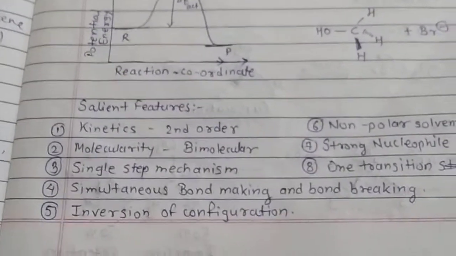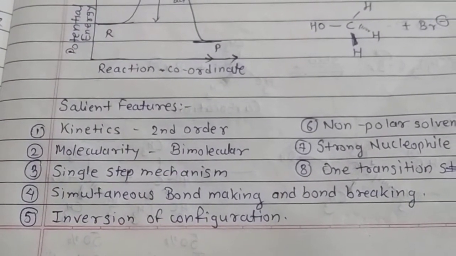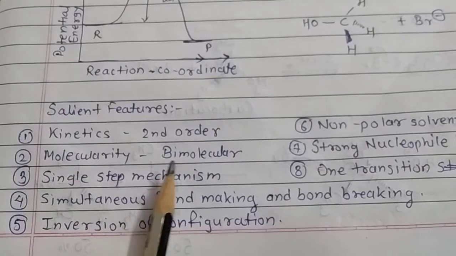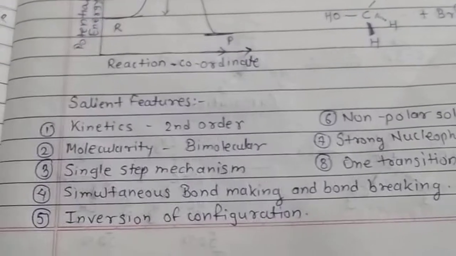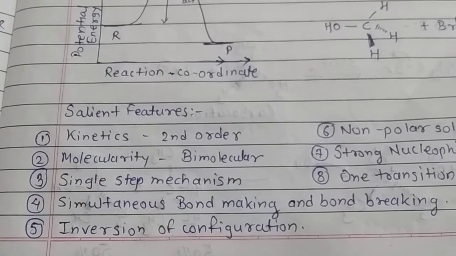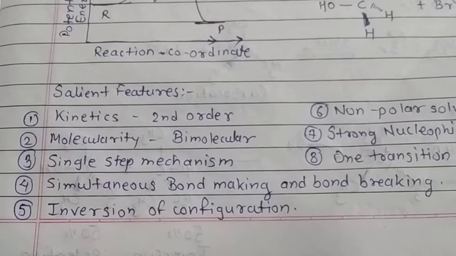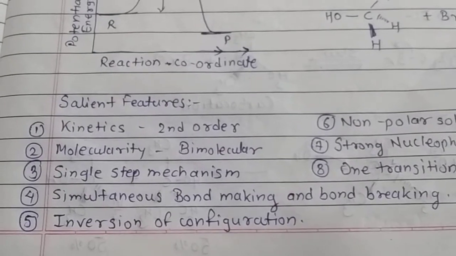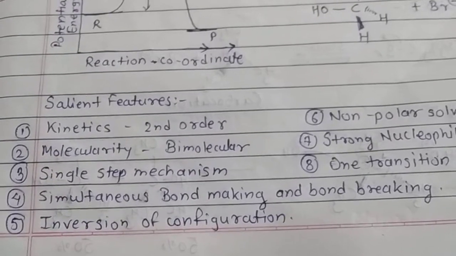And let's see now the salient features of SN2 reaction. Kinetics is second order because the rate of reaction depends upon bromomethane as well as hydroxide ion. Molecularity is again second order, that is bimolecular. In case of molecularity, we'll write unimolecular, bimolecular, trimolecular, and so on. So the molecularity of this reaction is bimolecular. Then the mechanism is only a single step mechanism. And the fourth point, simultaneous bond breaking and bond making happens. Fifth, 100% inversion of configuration, the final product is 100% inverted.